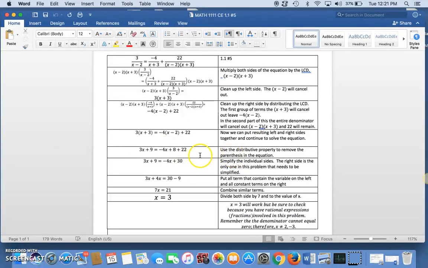As I've said, I like to clean up both sides. Well, only the right side needs to be simplified here. The left has all terms combined that can be. So negative 4 plus 30.